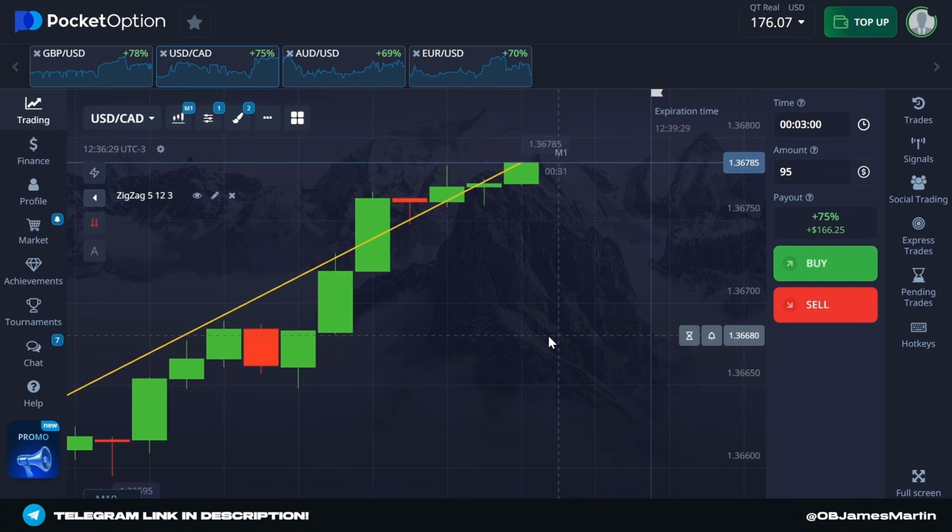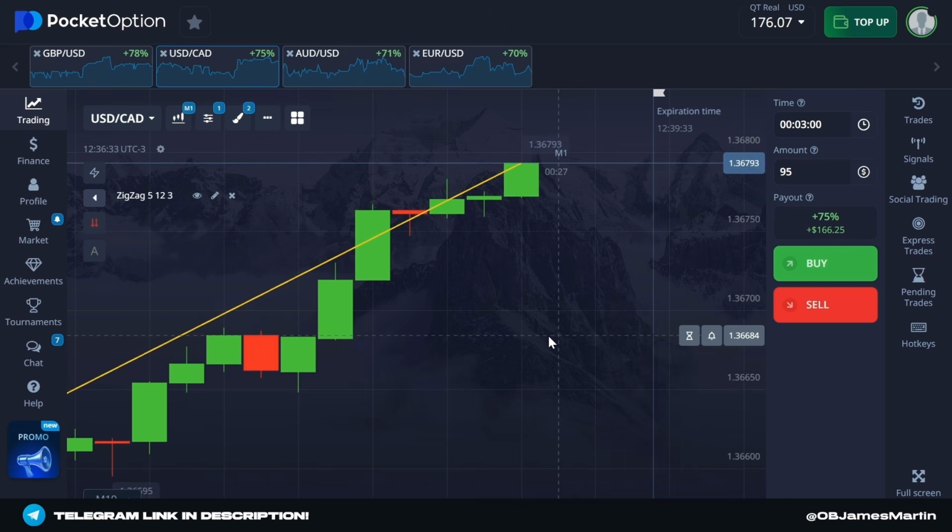Okay. Here we go back to the platform. You can see that right here. So it is based on the Fibonacci level, guys, but well, later we will talk about details.